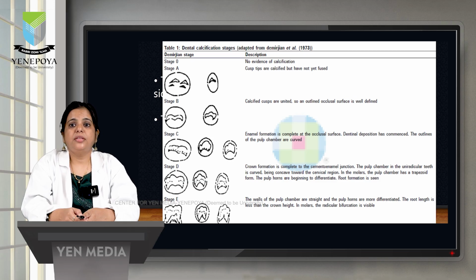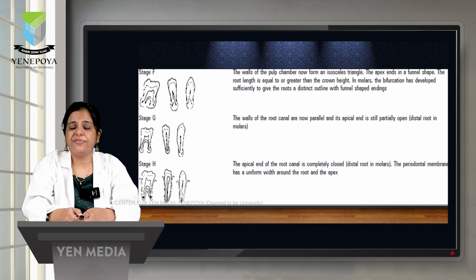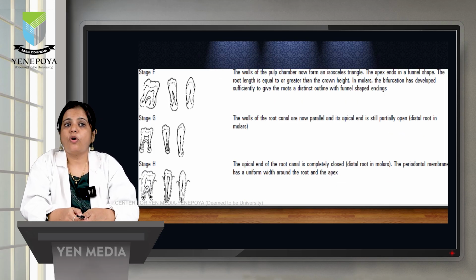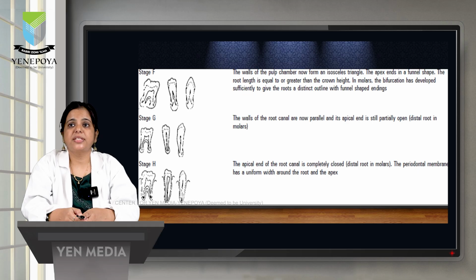In the molars, the pulp chamber has a trapezoid form. The pulp horns are beginning to differentiate, and root formation is seen. Stage E, the walls of the pulp chamber are straight and the pulp horns are more differentiated. Stage F, the walls of the pulp chamber now form an isosceles triangle and the apex ends in a funnel shape.